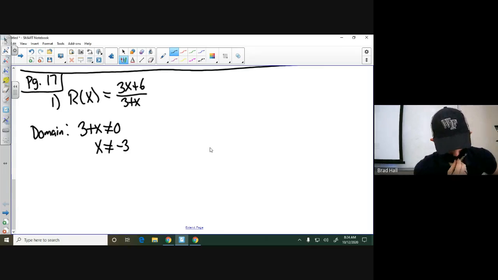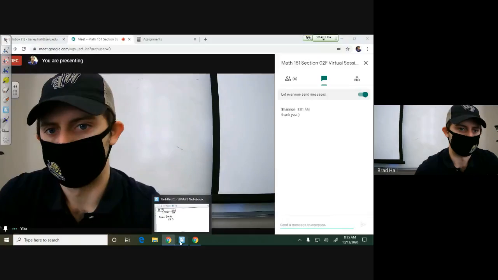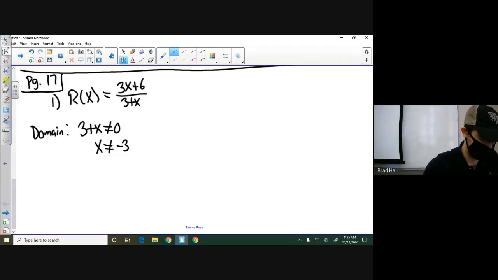And at least on the workbook, you can leave it as an inequality like this. I think on my math lab, they allow you to leave it as an inequality as well. I don't think they make you use interval notation, but correct me if I am wrong on that. But other than that, let's keep going. So that's the domain.